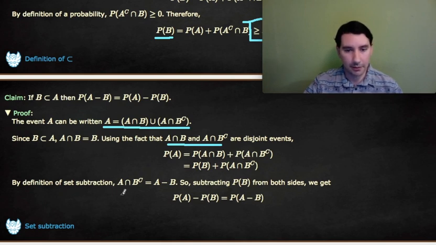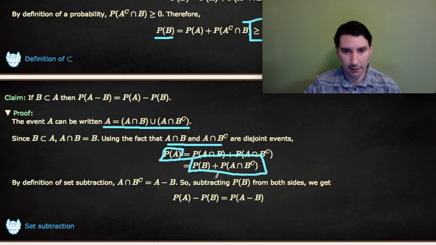So by definition of set subtraction, A intersects B complement just is A minus B. So that's the definition. So the probability of A equals the probability of B plus the probability of A intersects B complement. And we're going to take this probability of B over. So this is the probability of A minus the probability of B equals the probability of A minus B. And that's what we wanted to show.